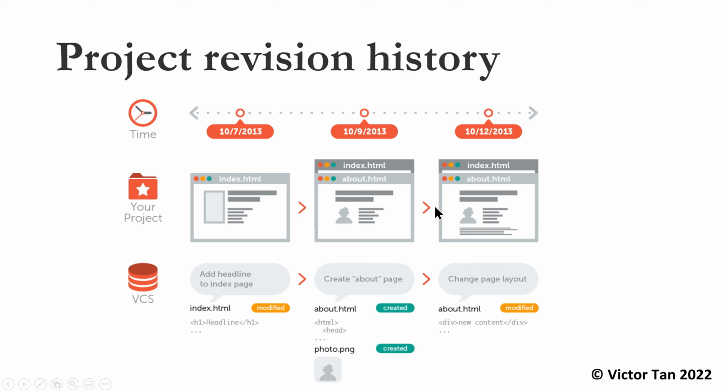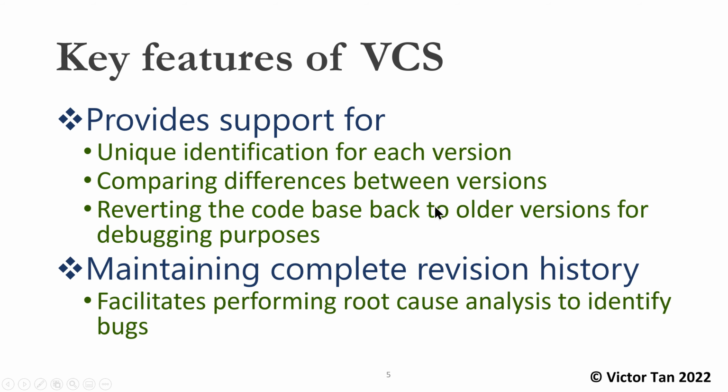So what is a milestone? Of course, it's very subjective. It depends on the development team. Related to the capability to capture the revision history of a software project, the VCS also provides support to uniquely identify each snapshot and to compare two different snapshot versions in the history timeline.